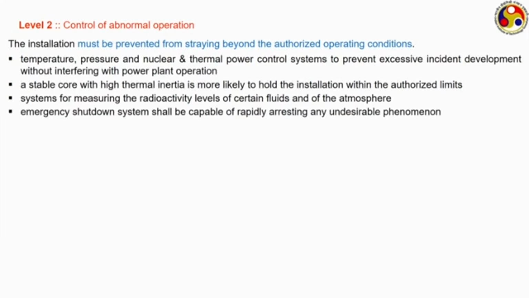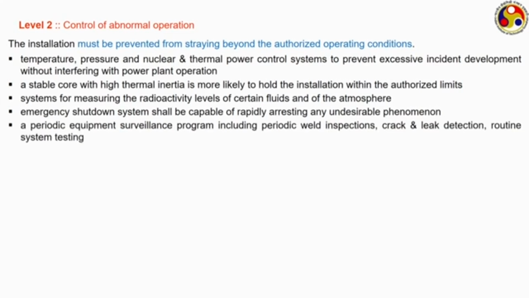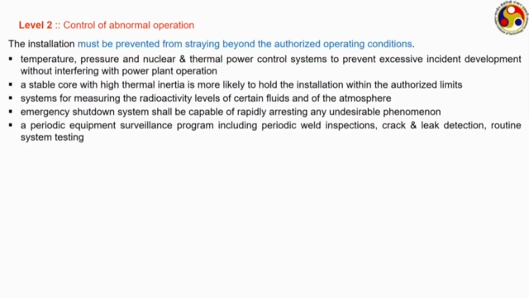An emergency shutdown system shall be capable of rapidly arresting any undesirable phenomena. Finally, a periodic equipment surveillance program, like we had in the previous case also in level 1. The equipment surveillance program includes periodic weld inspection like crack and leak detection, routine system testing, etc. So, by applying these methods, we at least try to control the abnormal operation.